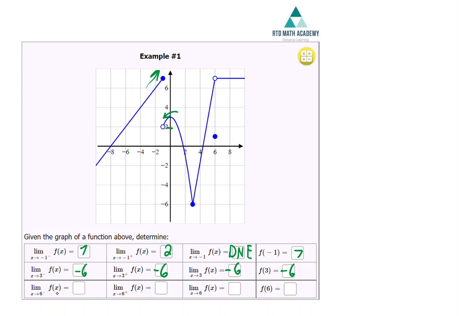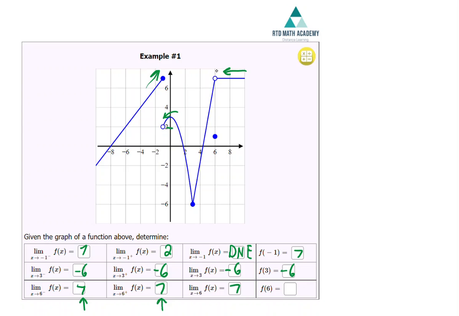Okay, so now let's move on to the last one. So now, as x approaches 6 from the left, we're getting closer and closer to a y value of 7. All right, so now as we approach 6 from the right, we're actually at 7 already, but you could say we're approaching 7 as well, right? So we're getting closer and closer to 7. So that's also 7. So what is the limit of f of x as x approaches just 6 in general? It approaches 7 from the left, it approaches 7 from the right, so it approaches 7.